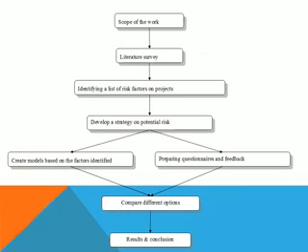Flowchart of methodology. Scope of the work. Literature survey. Identifying a list of risk factors on projects. Develop a strategy on potential risk, divided into a creative model based on the factors identified, preparing questionnaires and feedback, comparing different options, results and conclusions.